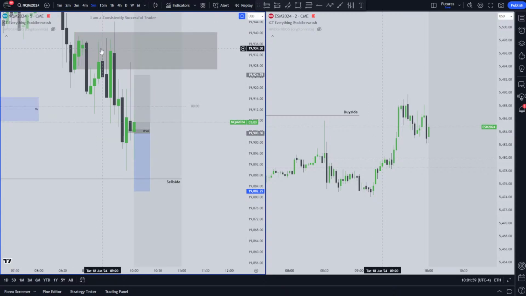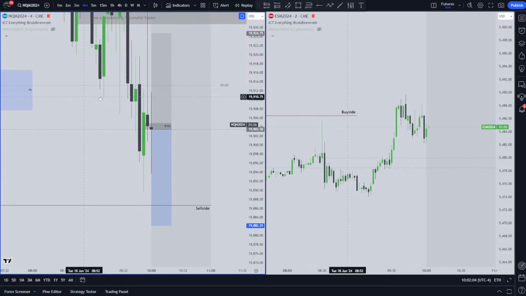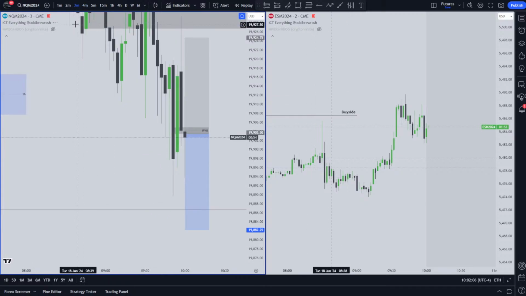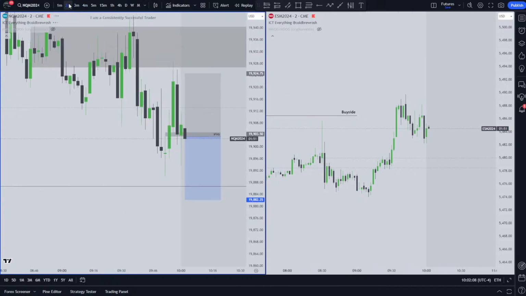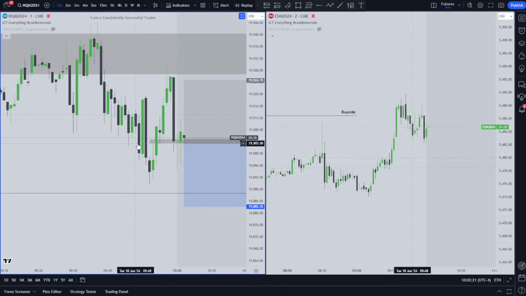Let's go back through these time frames. Let's reconfirm what I'm thinking. 3-minute, 2-minute, 1-minute. The 1-minute sweep.